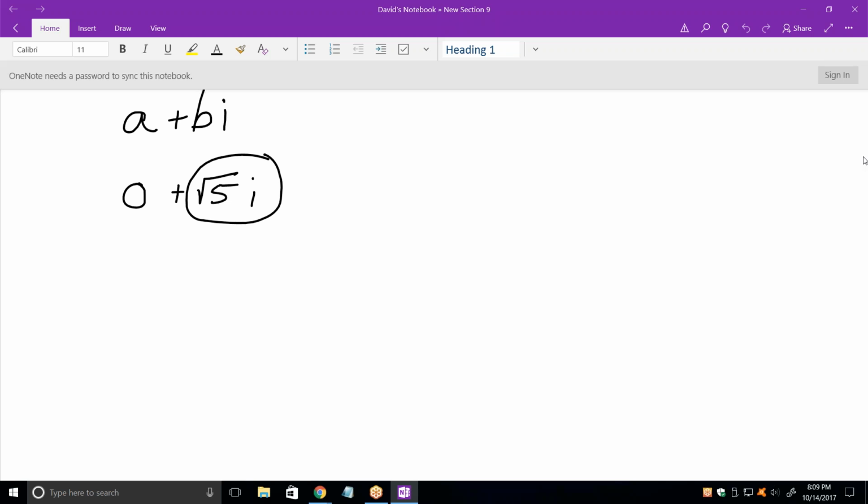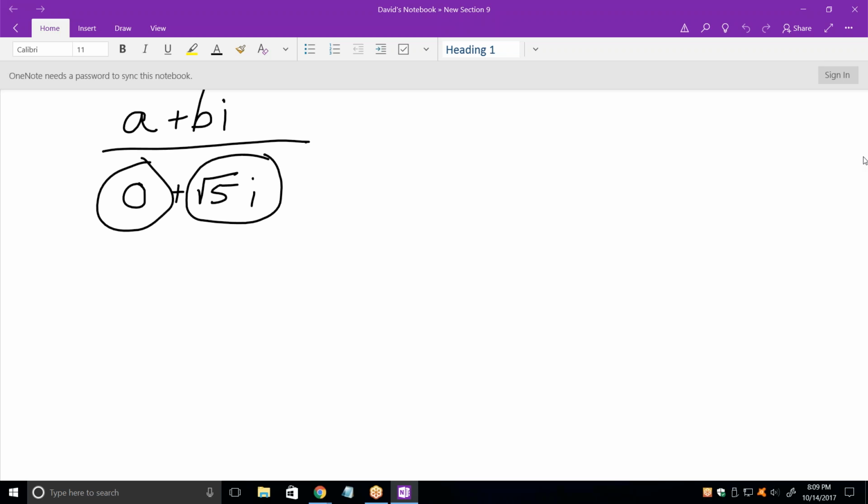Just make sure the i is outside the radical sign, not inside it. So is it just the square root of 5 i then? Uh-huh. So square root of 5 i. Now, this is the standard format for a complex number, a plus bi. And usually there's an a. It's just that in this case, a is 0.